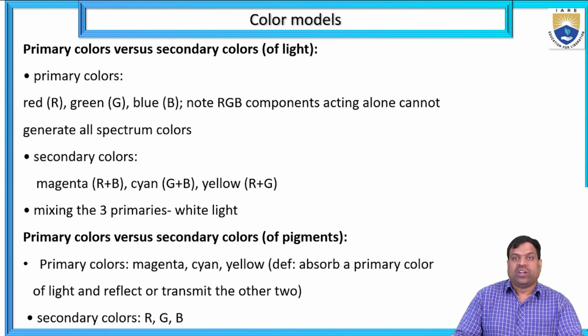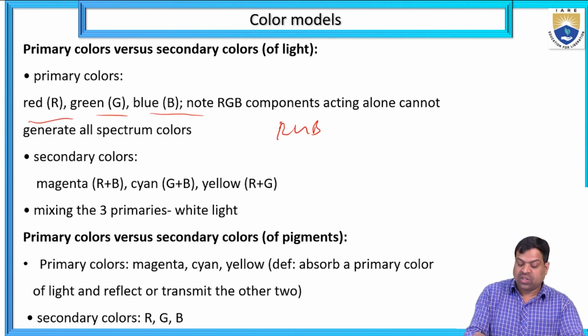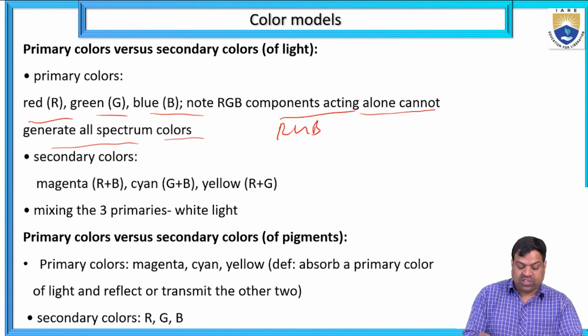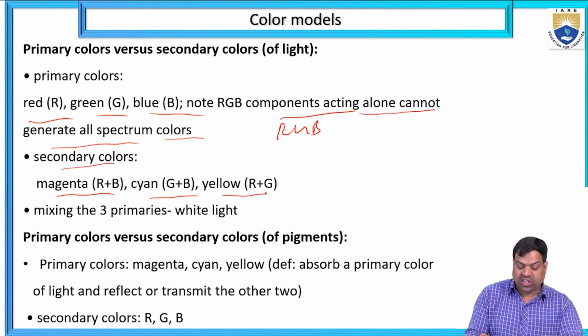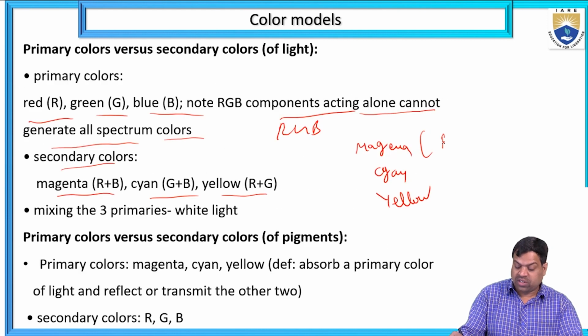So what are the primary colors and secondary colors? We are differentiating primary colors versus secondary colors of light. The primary colors are red, green, blue. The RGB components, acting alone, can generate all spectrum colors. And the secondary colors are magenta, cyan, and yellow. Magenta is red plus blue, cyan is green plus blue, and yellow is red plus green.